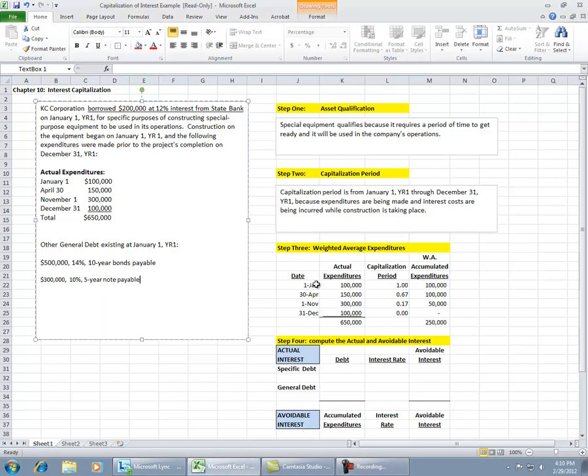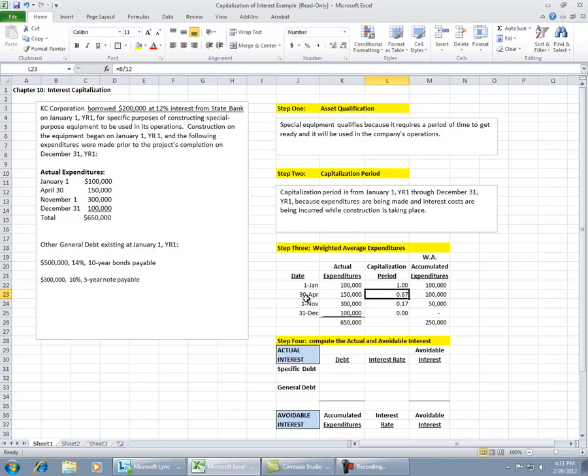The heart of the calculation is in step 3 and step 4. In step 3, we determine the weighted average expenditures. First, we drop in the actual expenditures. So I pulled these from this problem, the actual expenditures, and dropped them into here. The capitalization period determines how much of that expenditure will be weighted in our ending calculation. The first expenditure took place on January 1st, so basically 12 months out of 12 months applies. The expenditure was outstanding for 12 months.